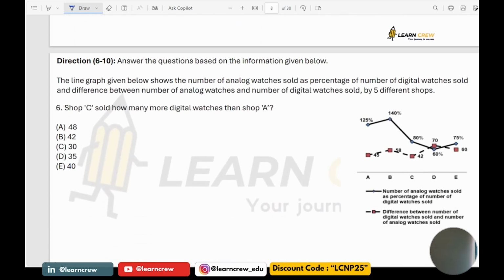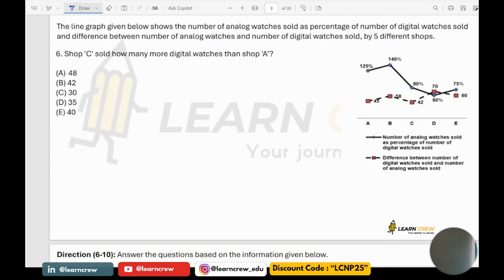Now next. The line graph below shows the number of analog watches sold as a percent of the number of digital watches sold, and the difference between the number of analog watches and digital watches sold by 5 different shops. This one shows the number of analog watches sold as a percentage of the number of digital watches sold, and this one shows the difference between them. So if you see here, A, B, C, D, E.